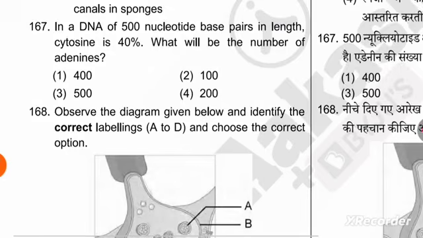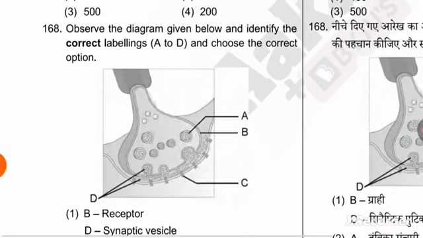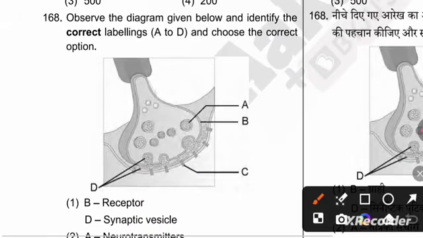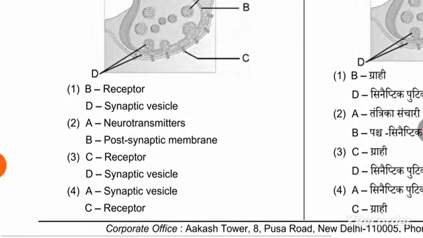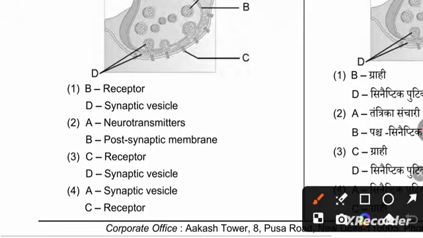Let us find out 168 question. Observe the diagram given below and identify the correct labeling A to D. A is a synaptic vesicle. B is the presynaptic membrane. C is the receptor. And D, you can find out, is acetylcholine, the neurotransmitter. So accordingly, among the given options, D, A, 4 is the right one. That is, A is a synaptic vesicle and C is the receptor.